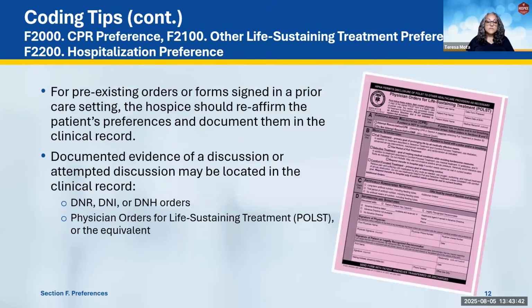For these same 3 items, if there are pre-existing orders, such as physician order for life-sustaining treatment or POST, or other such forms signed in a prior care setting, the hospice should reaffirm the patient's preferences and document them in the clinical record. The bottom line is that you should always confirm that there is evidence of a discussion or attempted discussion within the clinical record.